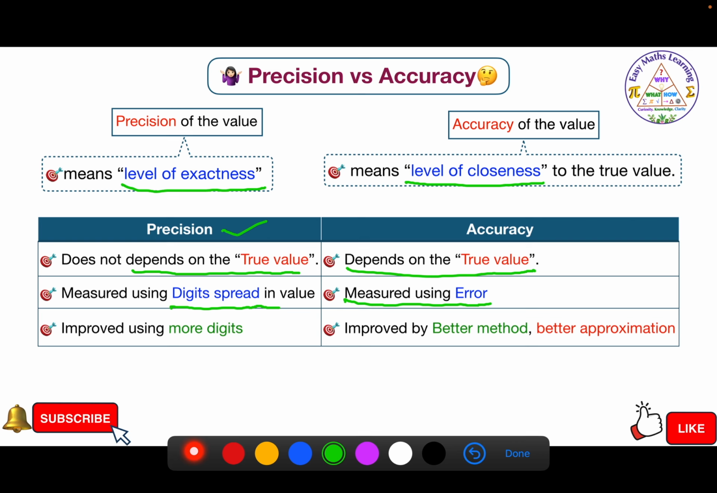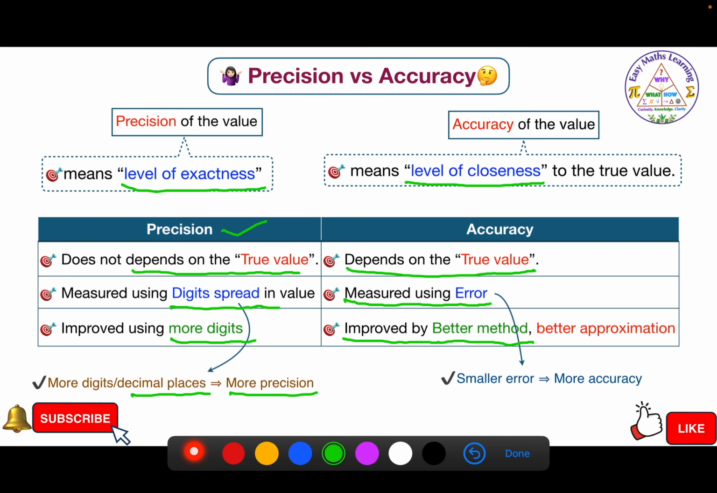Precision can be increased by using more digits. Accuracy is improved by using a better method or better approximation. So more digits or more decimal places imply more precision, and a small error implies more accuracy.